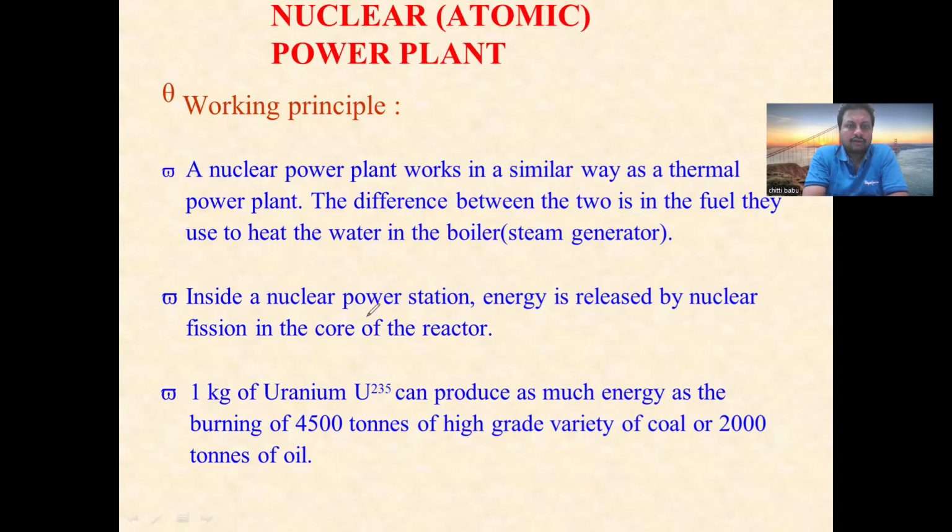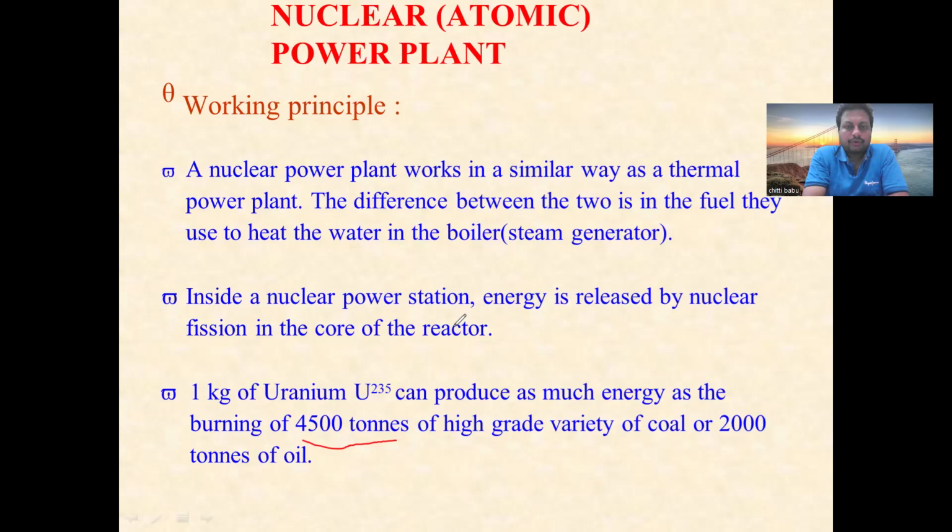Inside the nuclear power station, the energy is generated by nuclear fission in the core of the reactor. One thing you need to understand is the difference between the thermal power plant and the nuclear power plant. 1 kg of uranium can produce as much energy as the burning of 4,500 tons of high grade coal, or 2,000 tons of oil.